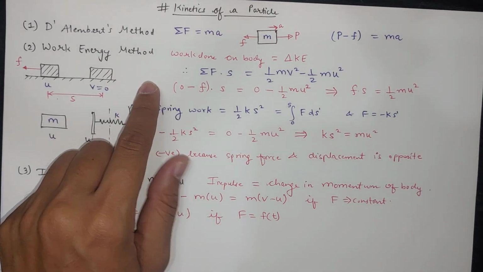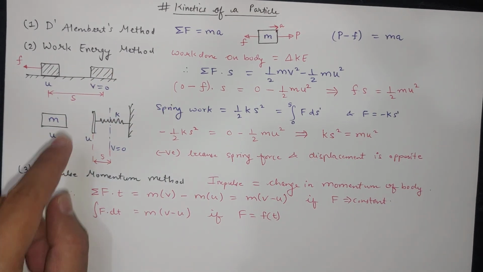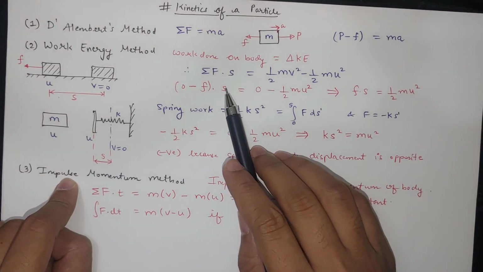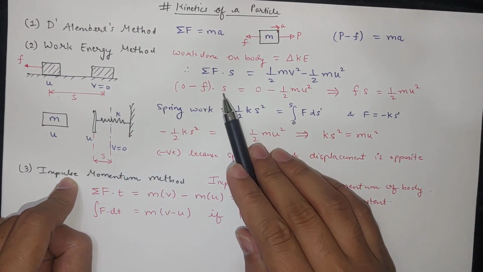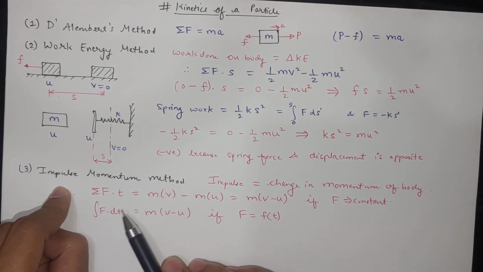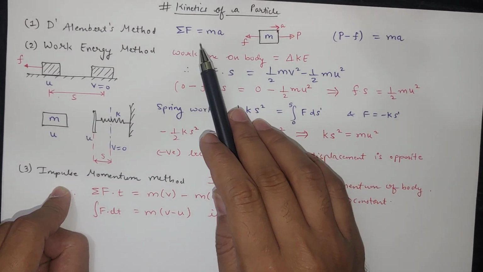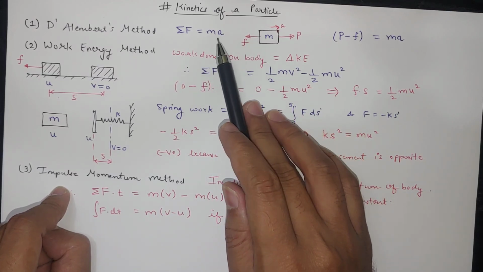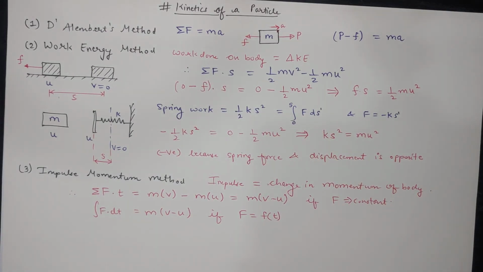You can use any of the methods, they all work. But if displacement is given in the question, the work energy method will be faster. If time is given, then the impulse momentum method will be faster. Likewise, if acceleration is there, then the D'Alembert method will be much faster. You have to pick whichever method, but you will get the result from all three equations.